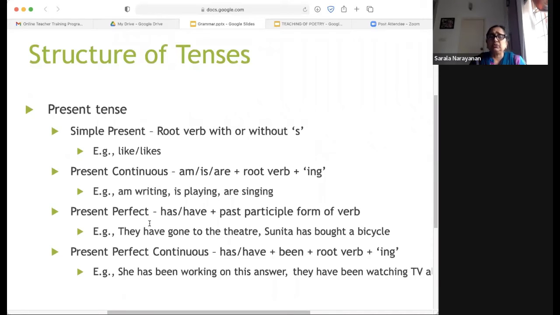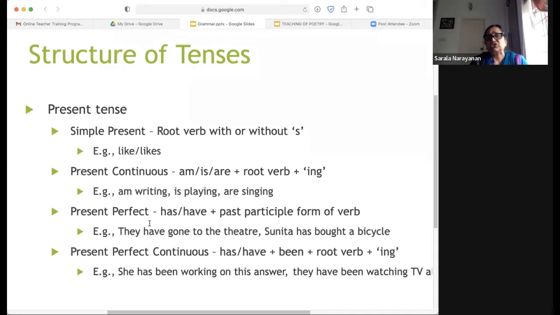Okay, now coming back to present perfect tense, I was telling you. So we went away from our topic, too much talking. As usual, language teachers talking only. So present perfect tense, the structure is: They have gone to the theater. Sunita has bought a bicycle. Then present perfect continuous: has or have plus been plus root verb plus ing. She has been working on this project. They have been watching TV.